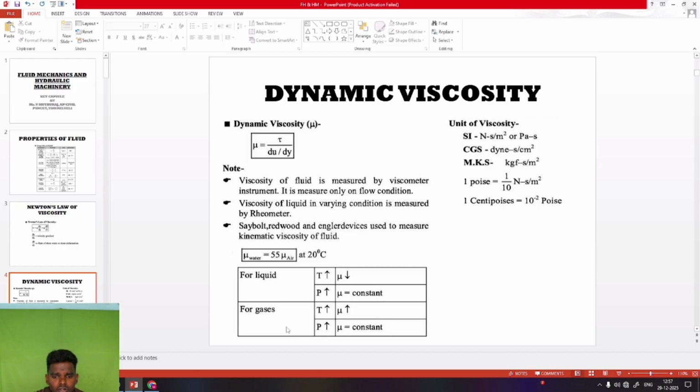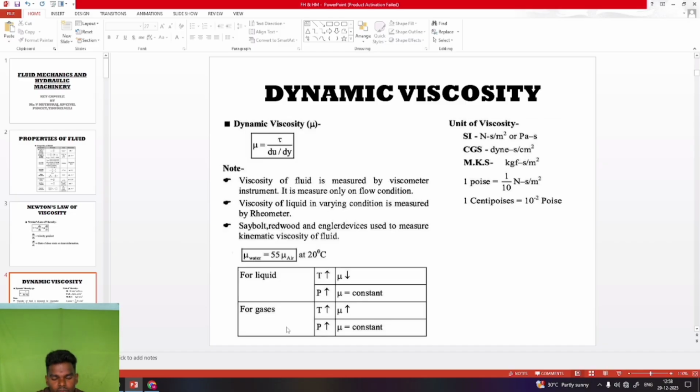Saybolt, Redwood and Engler devices are used to measure kinematic viscosity of fluid. Mu of water is 55 times mu of air at 20 degrees Celsius. At 20 degrees Celsius, the dynamic viscosity of water is 55 times the dynamic viscosity of air.